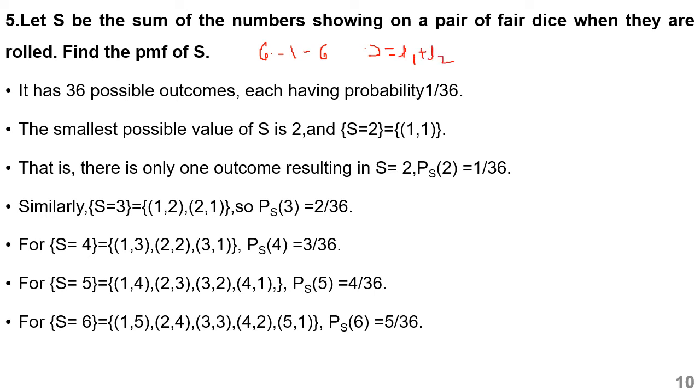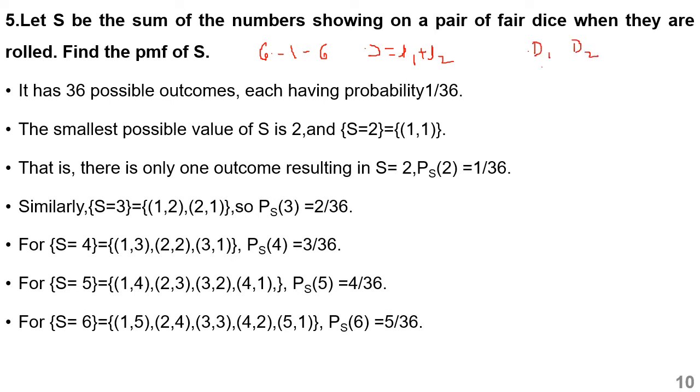So here we can have 36 possible outcomes, each having a probability of 1 divided by 36. So you can form a table. Here you can have D1, here you can have D2.